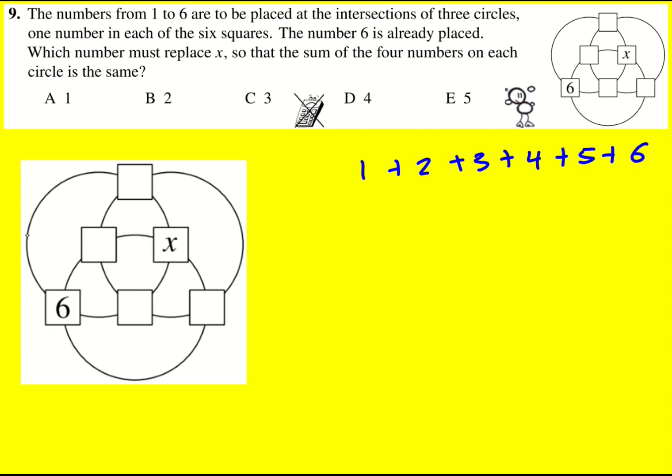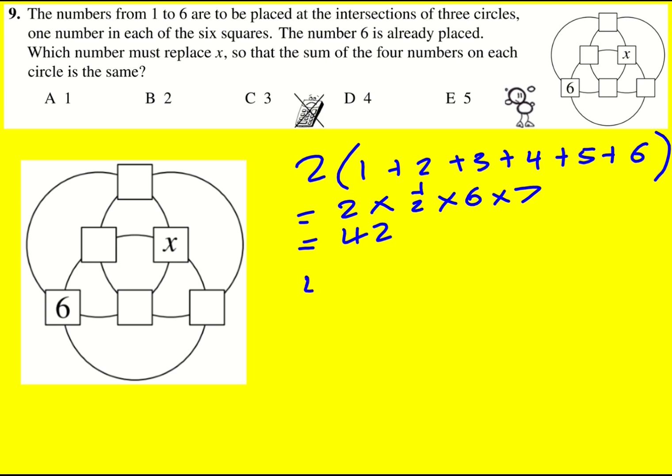And so if I was to sum all the circles together, then it would be two lots of 1 plus 2 plus 3 plus 4 plus 5 plus 6. And that is going to be 2 times a half times 6 times 7. I'm just using the formula for triangle numbers here. Arguably, it might be quicker to just add them, 21 times by 2. But in any case, we get 42. That means on a single circle, it's going to be 42 divided by 3, 14. The numbers are going to add to 14.